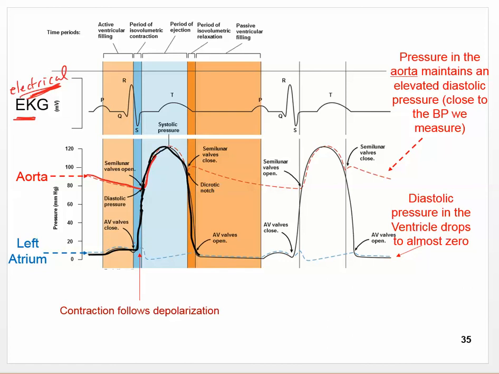Okay, so it's going to follow nicely, but it's not going to drop all the way because these semilunar valves snap closed, saying, oh, you wanted your pressure to go to 0, did you? Like the ventricle, but it can't. You're going to have to keep that pressure to keep those blood vessels open. So pressure in the aorta maintains an elevated diastolic pressure close to the BP we measure. That's actually what we're measuring. When we measure blood pressure, we're actually measuring ventricular systole, specifically left ventricular systole. Diastolic pressure in the ventricle drops to almost 0. That's because it doesn't have that semilunar valve.